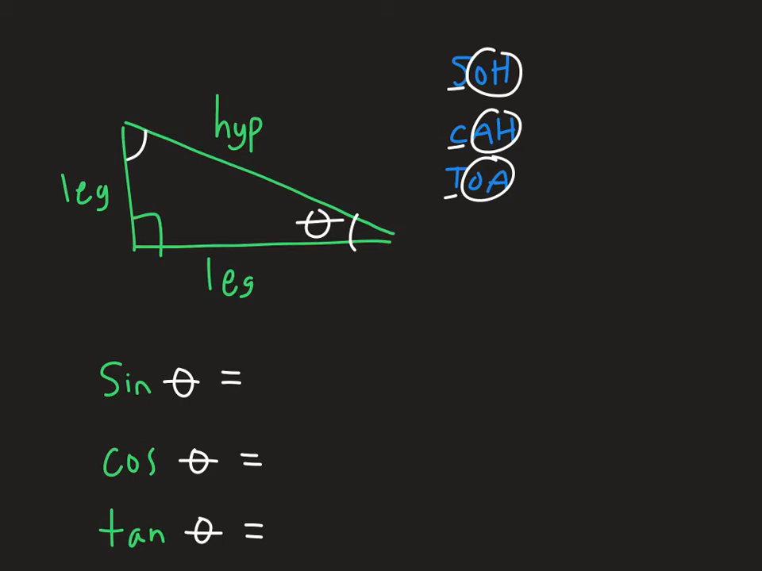For example, for where I put theta in this spot over here in the bottom right corner, the leg all the way across the triangle, all the way over here, would be known as the opposite leg. It's all the way across the triangle. And then the other leg, the leg that's actually connected to the angle, is known as the adjacent. And then the hypotenuse is just the hypotenuse.